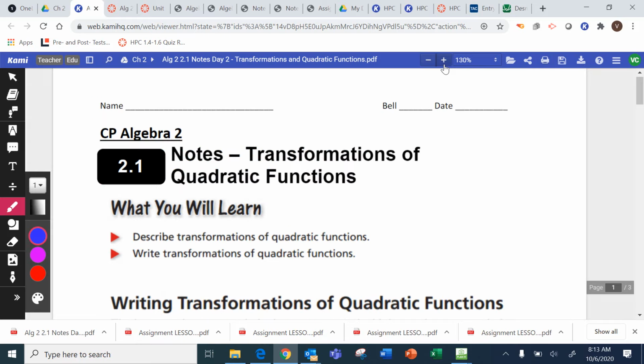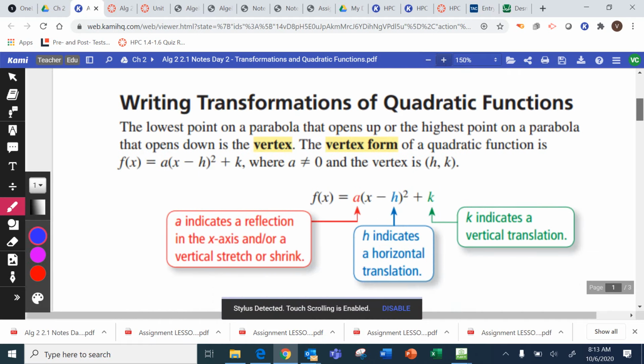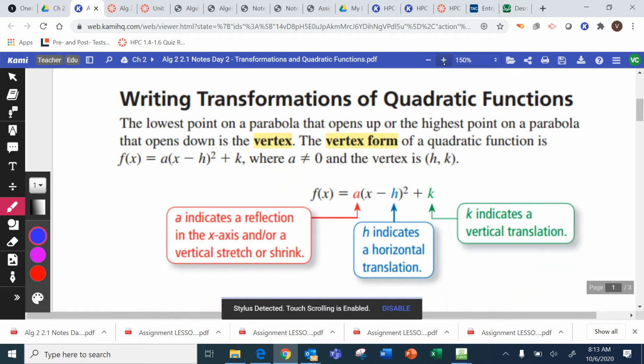So this is the last little bit of section 2.1 that we started last time. This is writing the transformations. And this is the transformation form that we talked about a few classes ago. And this transformation form actually has a different name. The name is called the vertex form.